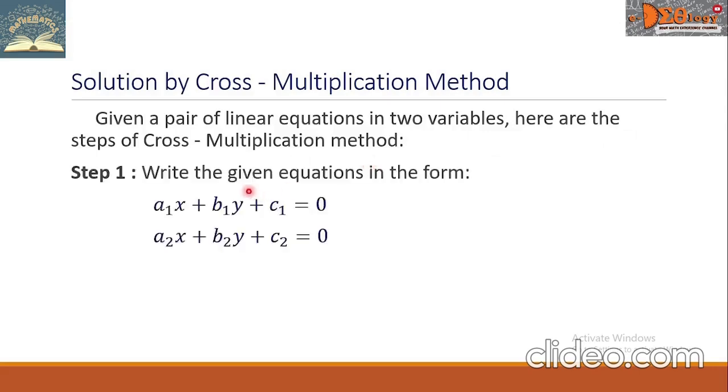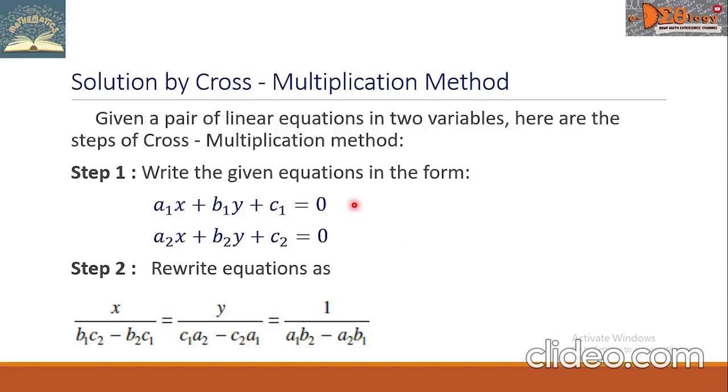Step 1. Write the given equations in the form a sub 1 x plus b sub 1 y plus c sub 1 equals 0, a sub 2 x plus b sub 2 y plus c sub 2 equals 0. In short, we're going to put the right side of the equations equal to 0.